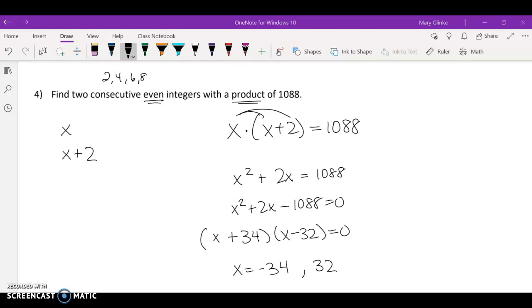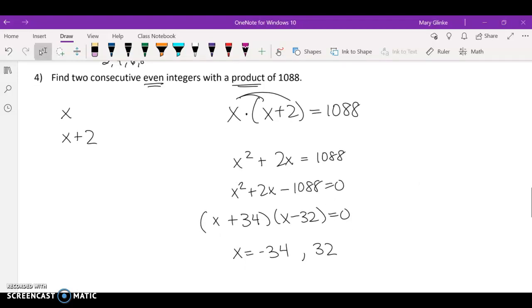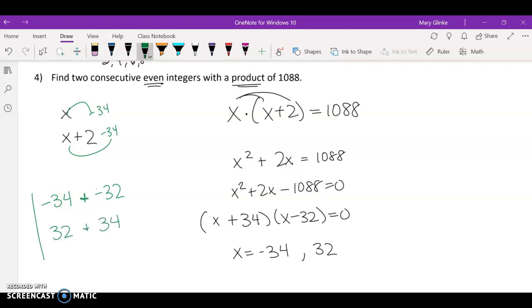So after taking a moment to solve for x, we end up with x equals -34 and x equals 32. So with this one, there's more than one thing that would work. If I plug in -34, I would get -34 and -32. But if I were to plug in 32, I would get a positive 32 and a positive 34. These both work because they multiply to get a positive 1088.